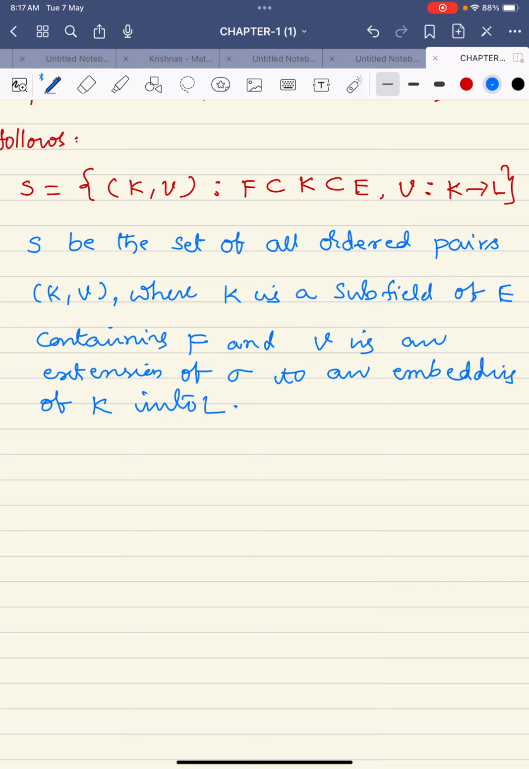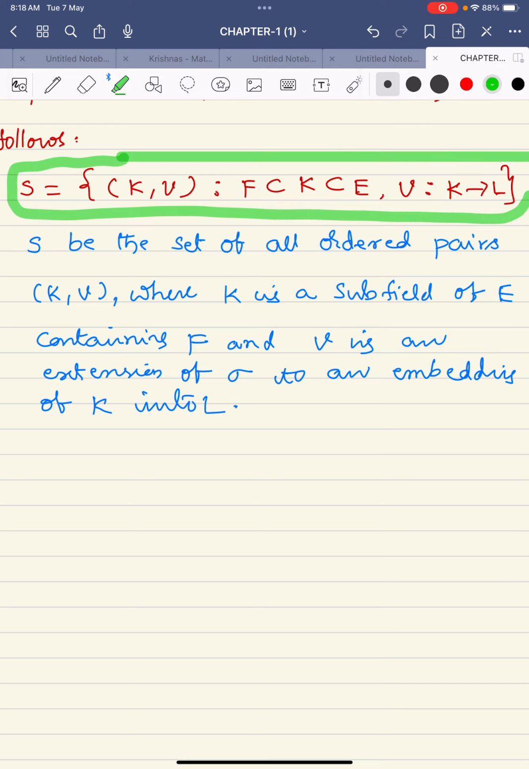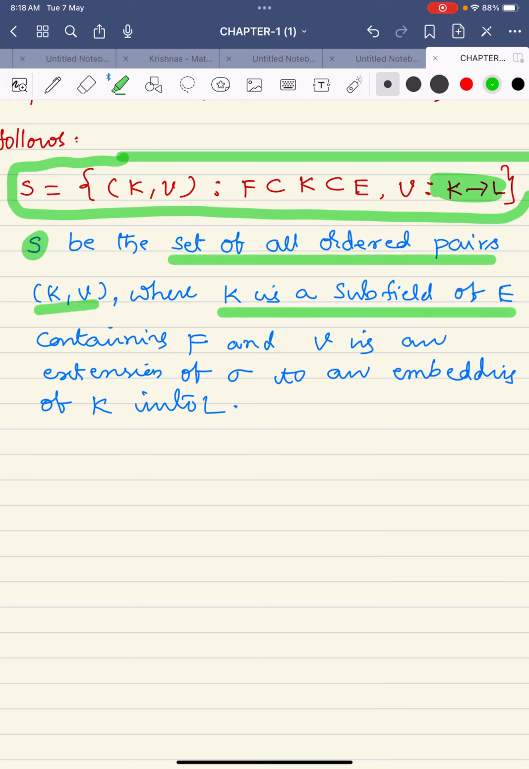Remember that. I simply define here S like this. S is equal to the set of all ordered pairs K comma V where F is a subset of K, which is a subset of E, and V maps K into L. Theoretically, capital S is the set of all ordered pairs K comma V where K is a subfield of E containing capital F and V is an extension of sigma up to an embedding which maps from K into L.